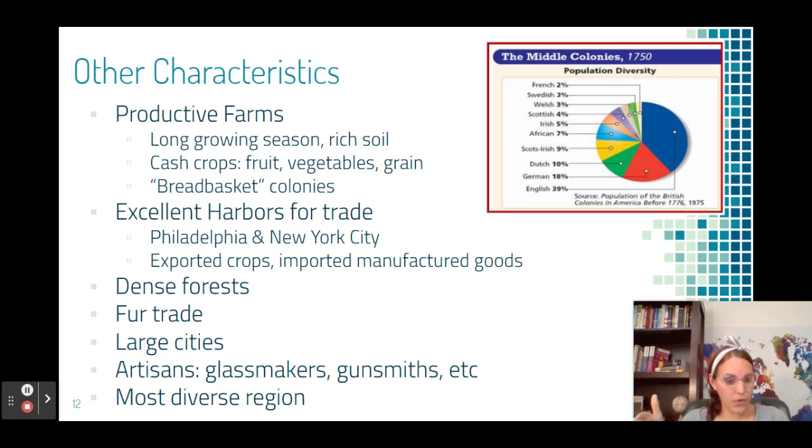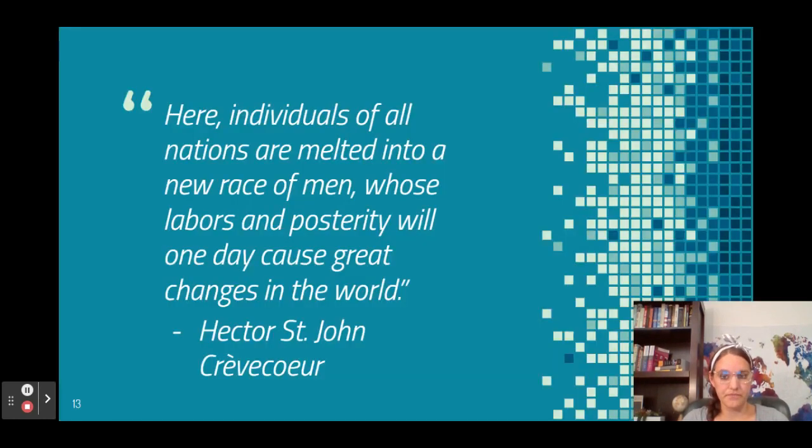And there were dense forests, and the fur trade occurred. We have artisans working in the cities, and it is the most diverse region. So if you look at that graph up there, you can see that while the English were the largest group, they were only 39% of the population. So extremely diverse here. And because they were that diverse, they also expressed a lot of tolerance for differences.